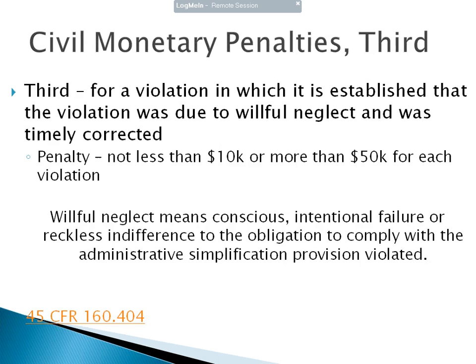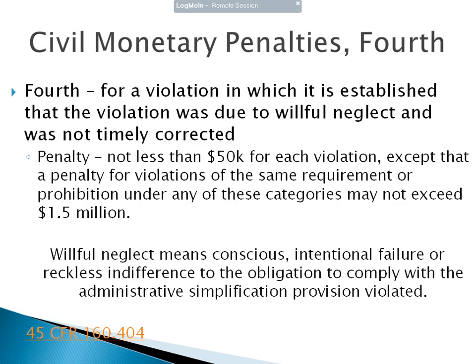Third level, we're getting higher here. This is where you did something really wrong and you should have known it. Willful neglect means a conscious, intentional failure or reckless indifference to the obligation to comply. So you knew what you had to do, you ignored the obligation, and you did so with a reckless disregard, and you're going to be fined here a substantial amount of money. This is where you actually timely corrected the egregious violation. So you're going to be fined at $10,000 or not more than $50,000 for each violation. Now, this is the third level. What do you think the fourth is going to be? It's going to be exactly this, but you didn't timely correct.